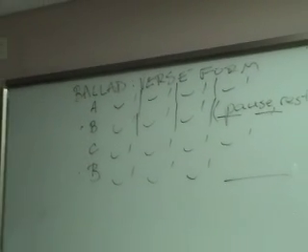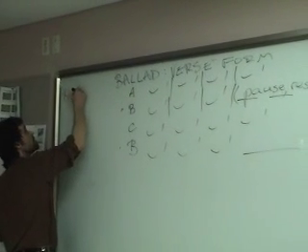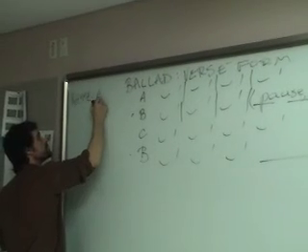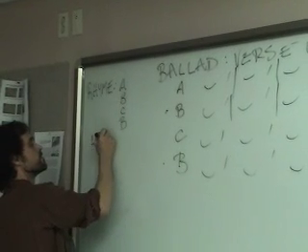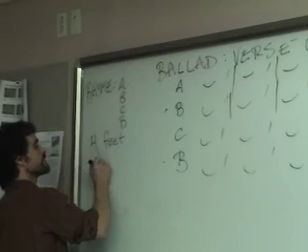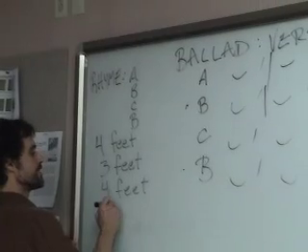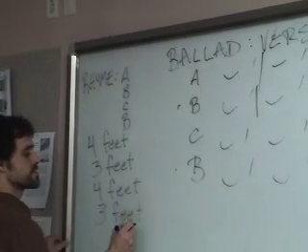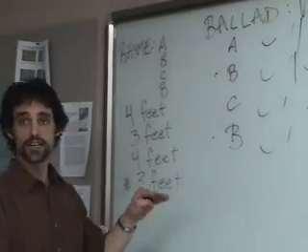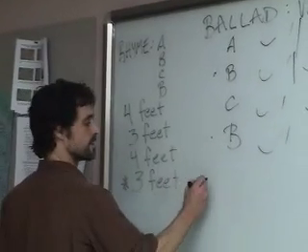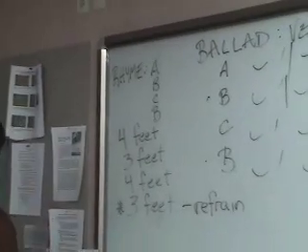So, rhyme, A, B, C, B. 4 feet, 3 feet, 4 feet, 3 feet. And here's the last thing. Line 4 has to be the same line at the end of every verse. That's called the refrain. Because you repeat the same line at the end of every verse.